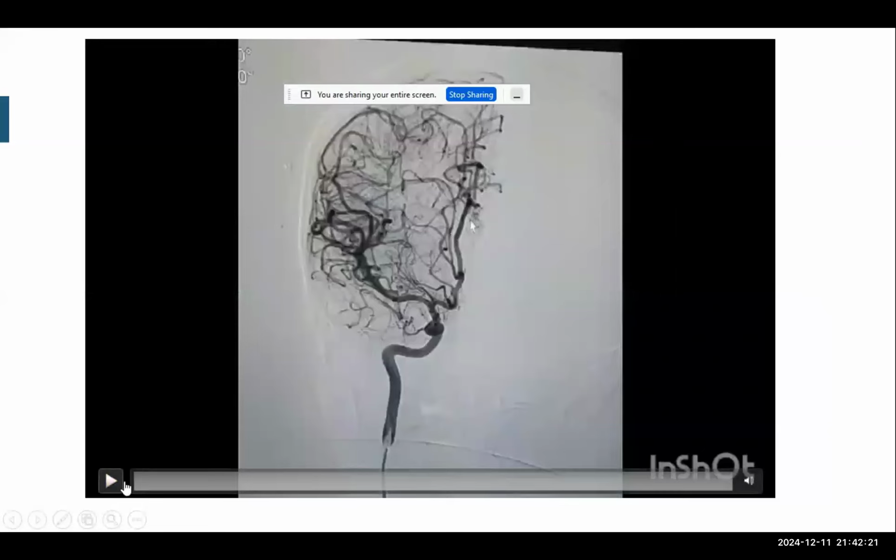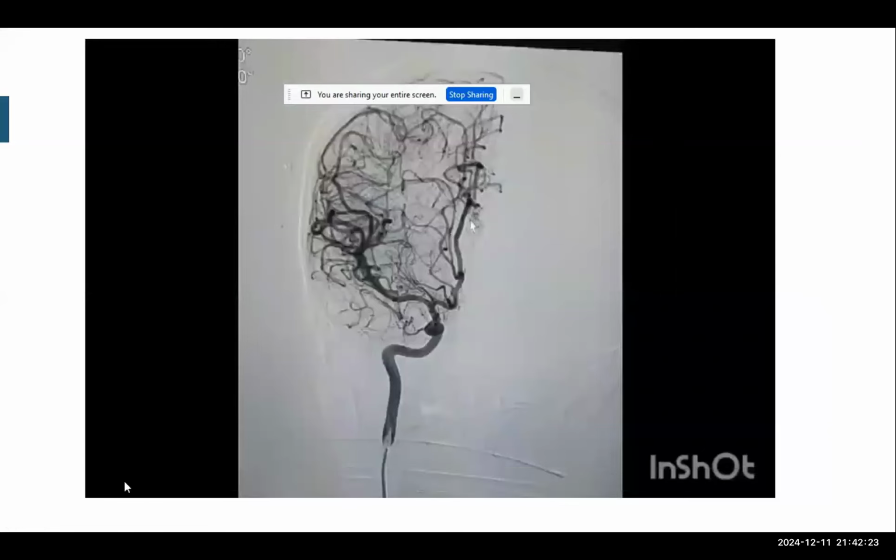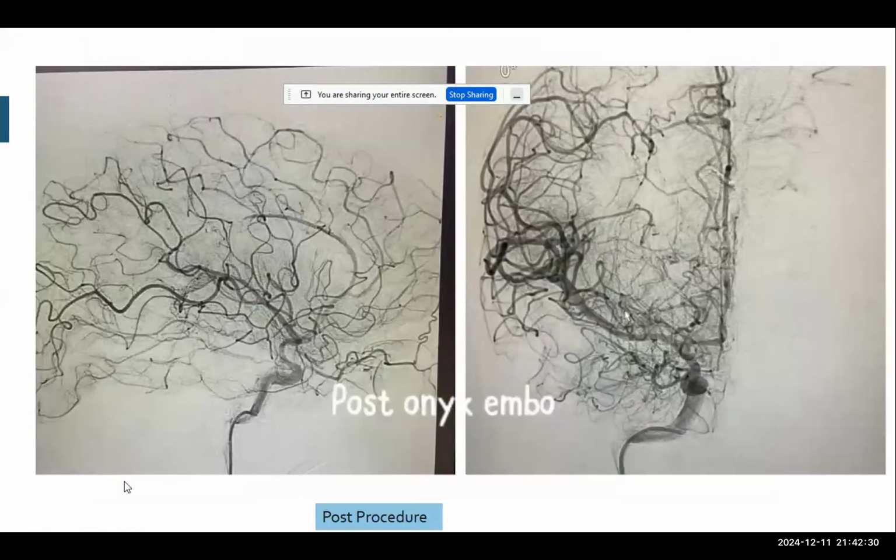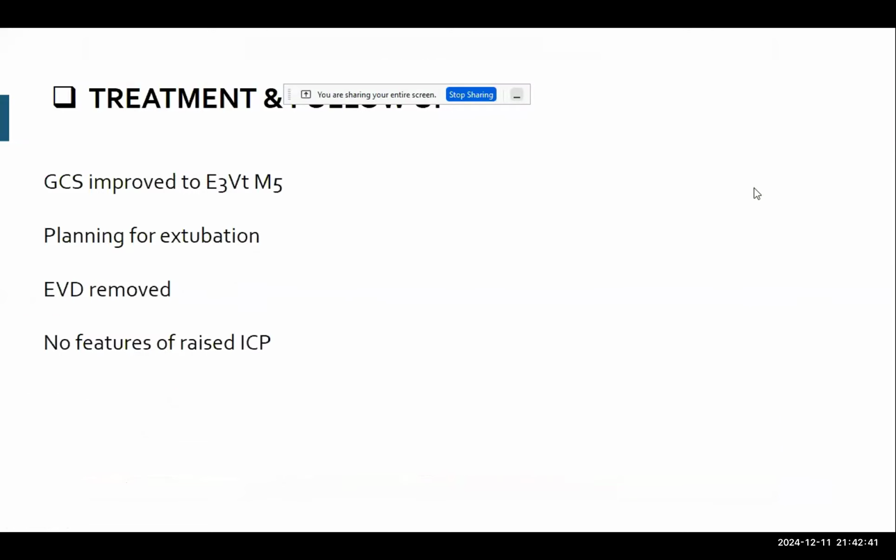Following this, the feeding arteries were identified to be from the distal branches of the pericallosal artery and distal branches of the PCA, where we did an Onyx injection, following which we did a check run, and it showed near complete occlusion of the vessels, as you can see here. Following the procedure, the GCS of the child improved to E3 VT M5, and we are currently planning to extubate the child. The EVD was also removed, and the child currently has no features of raised ICP.